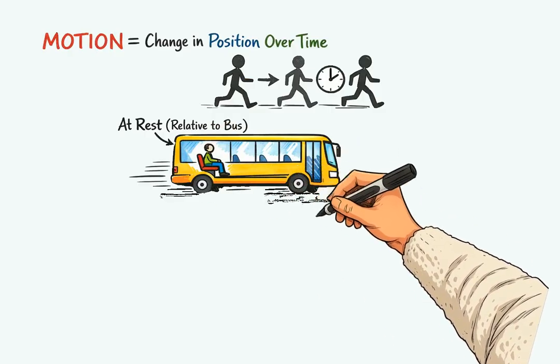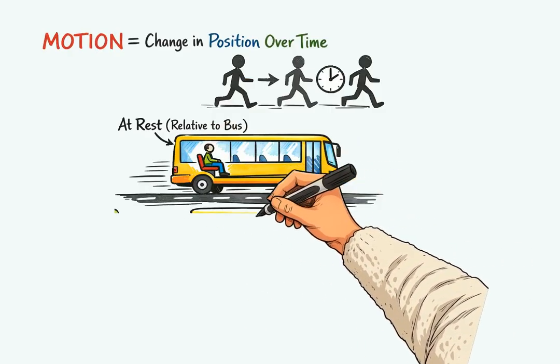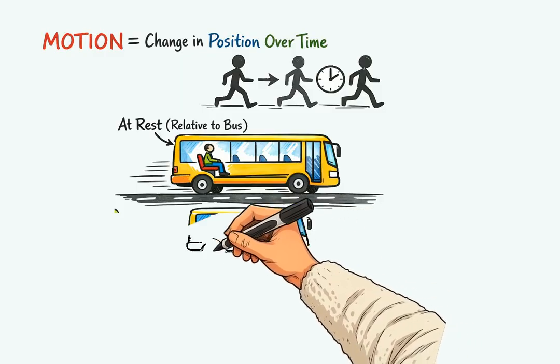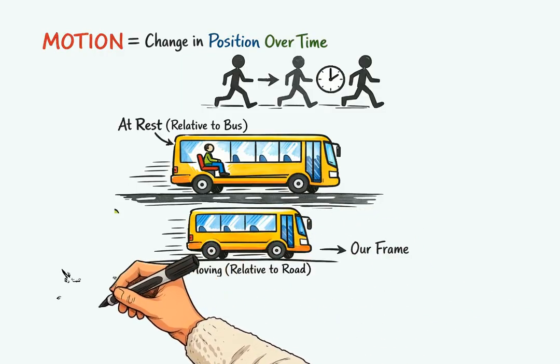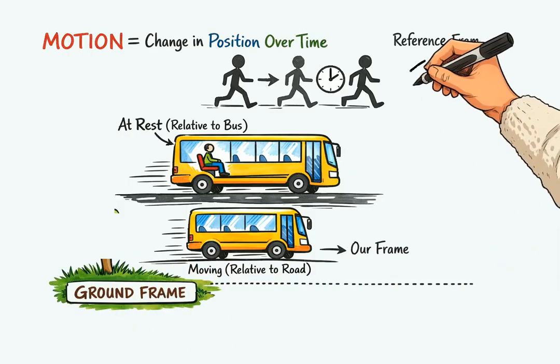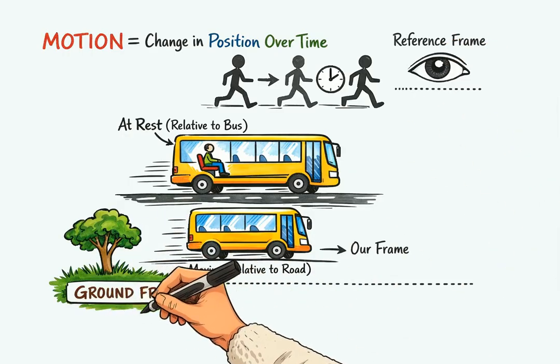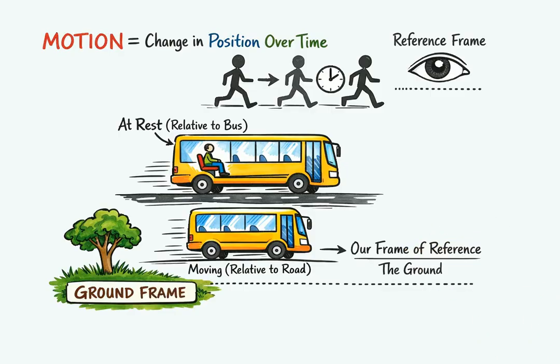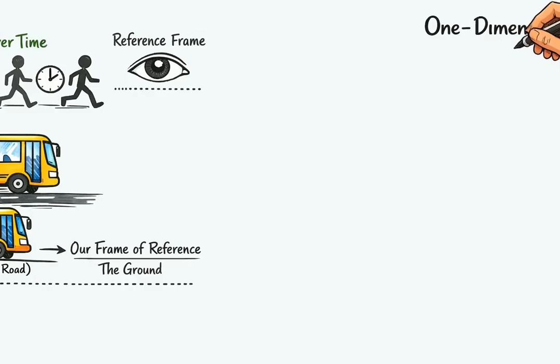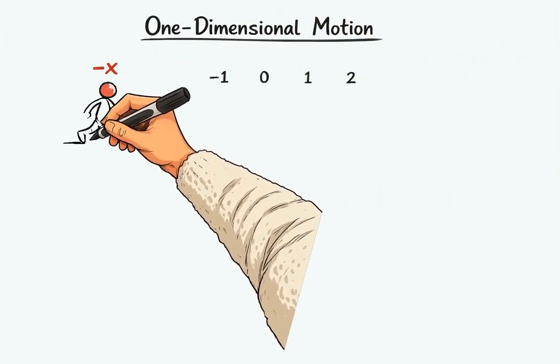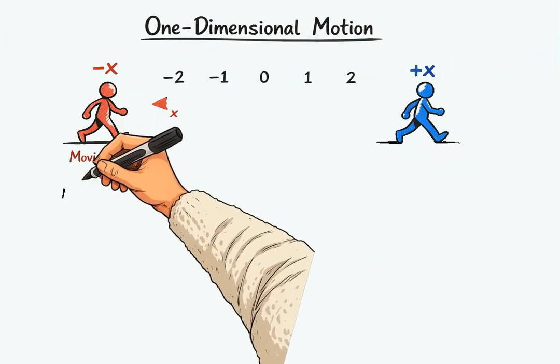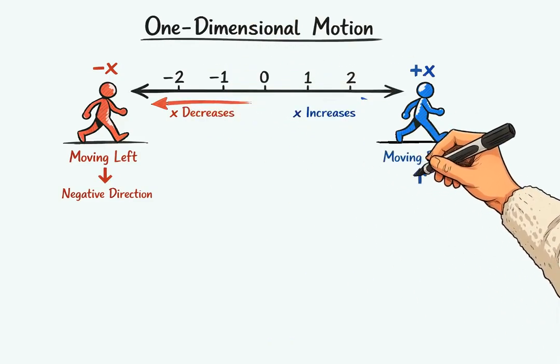Motion itself is change in position over time relative to a reference frame. At rest is never absolute. A passenger can be at rest relative to the bus while moving relative to the road. Physics just requires that you say what frame you're using. In this chapter, the ground is usually the frame because it's convenient and approximately inertial for everyday situations, but it's still a choice.